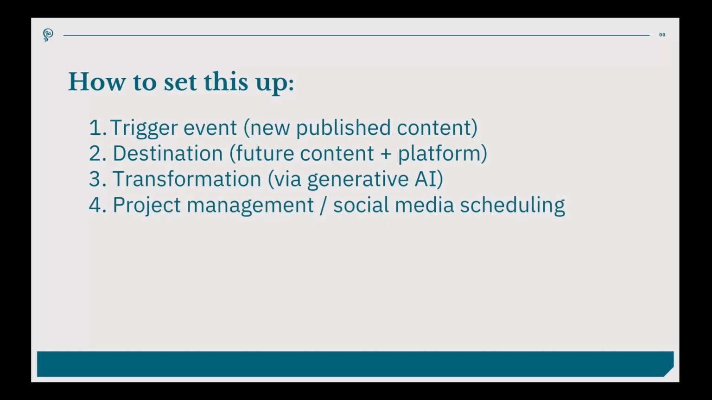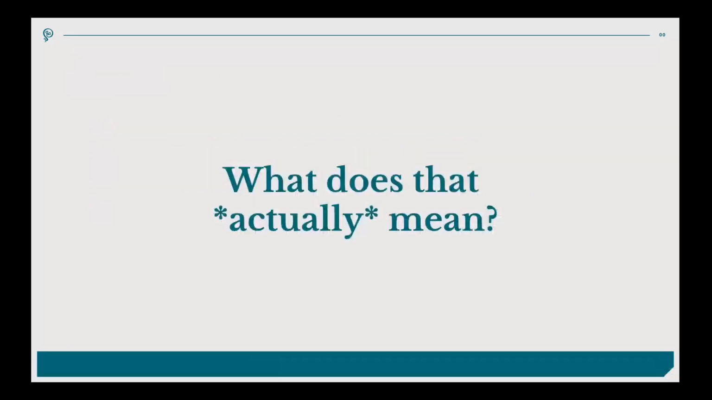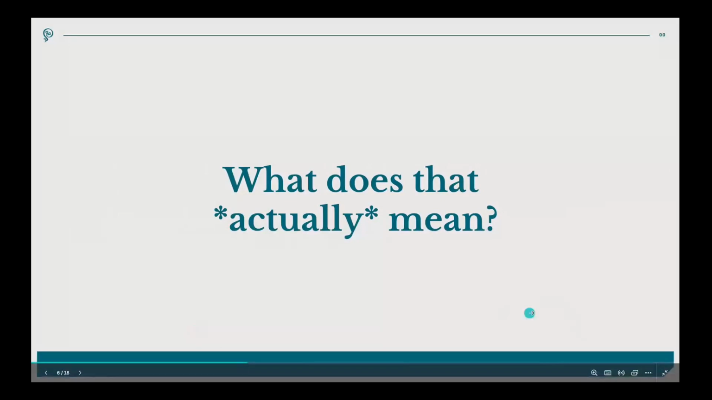Finally, you need some type of project management tool or social media scheduling tool or both. The whole goal of this is to build out a content calendar based on automation. So you're going to send your output to your project management tool or your social media scheduling tool, edit it from there, and then get it ready to publish. Now that I've shared these steps, what does that actually mean? And what does that look like as an example?